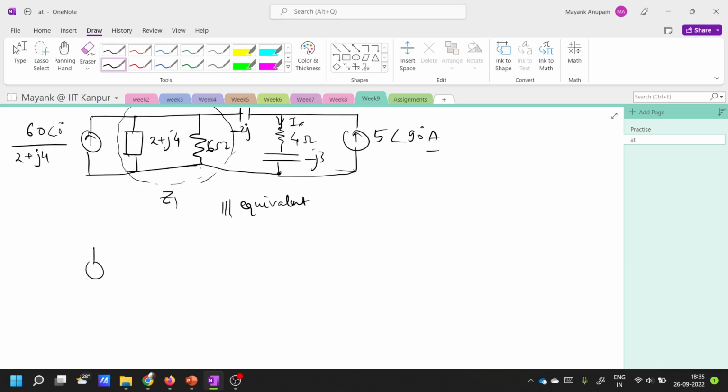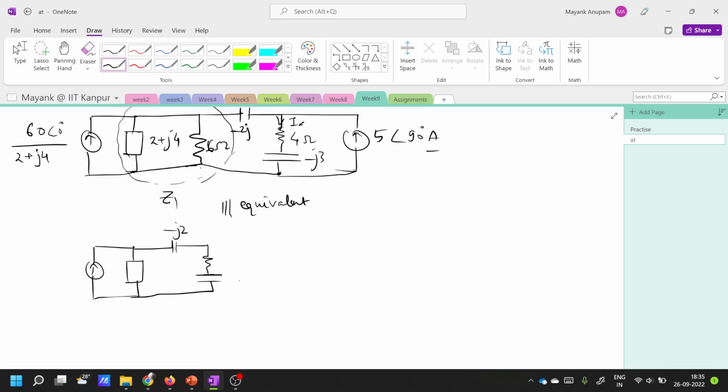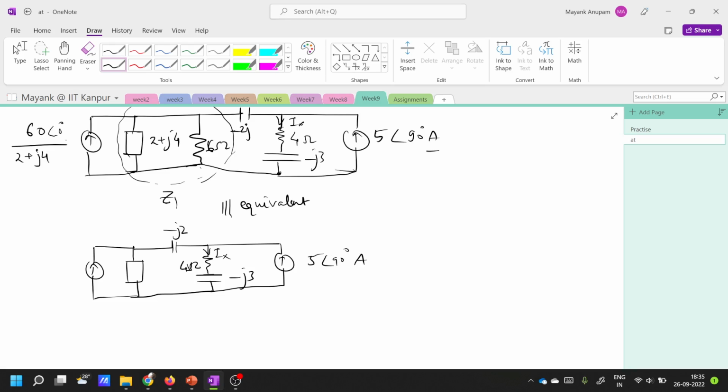So it will become, this is the current source here, then there is a Z1 impedance here, then there is this minus j2, then there is this 4 ohm, then there is this minus j3, and this is 4 ohms. This is current Ix, this is the current source. Fine. By the way, this is extremely complicated to write, so let's call this current I1. Okay, this is I1 here.